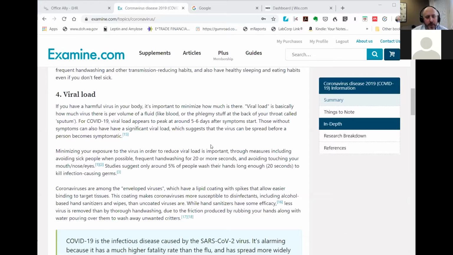Another thing that you may have heard is the importance of hand washing. They did some research that said that only 5% of people who wash their hands will wash them long enough to kill infection-causing germs. So that's 20 seconds. I don't know if you've seen the WHO video that I sent out earlier, but essentially there's a process of washing your hands, and it's much more complex than what we all used to do, just washing our hands together.